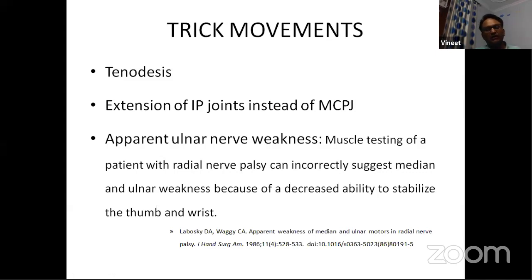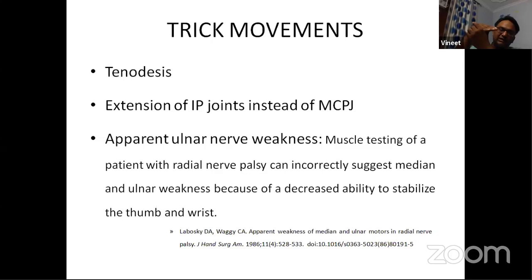the intrinsics being intact. The student, from my point of view, needs to be aware of this concept of apparent weakness of ulnar nerve in radial nerve paralysis. With the MCP joint in flexion, not stabilized in extension, the intrinsic muscles are slack. And due to that, the abduction and adduction cannot happen.